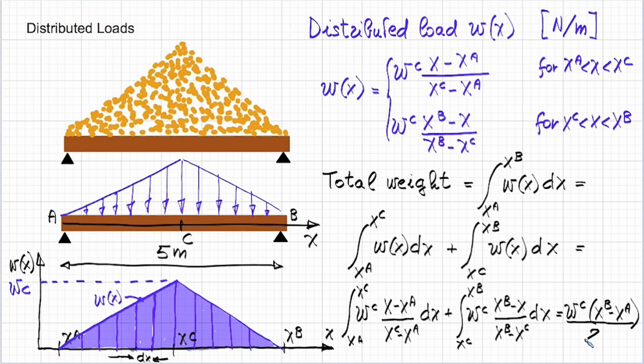How do I know this without even doing the integral? Well, I know that this integral is the area under this curve. So this is a triangle, this is the base of the triangle, this is the height of the triangle, and the area of the triangle is going to be base times height divided by 2. But if you do your integrals with the w of x as a function of x, you should find exactly the same result.